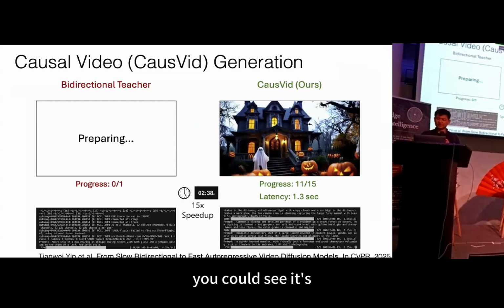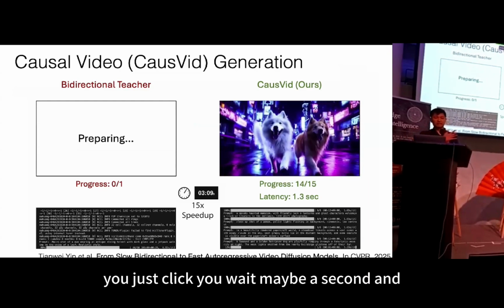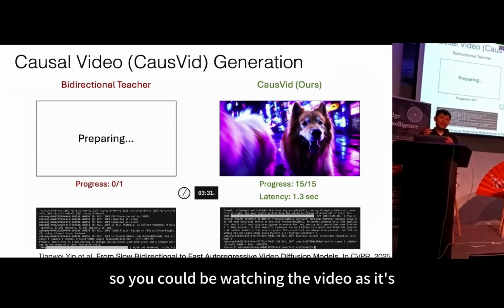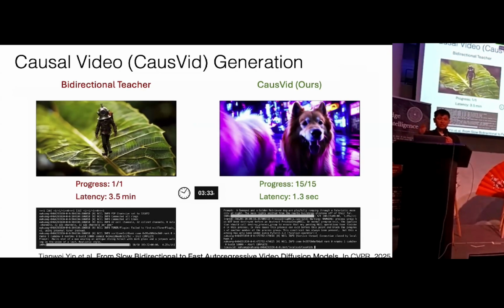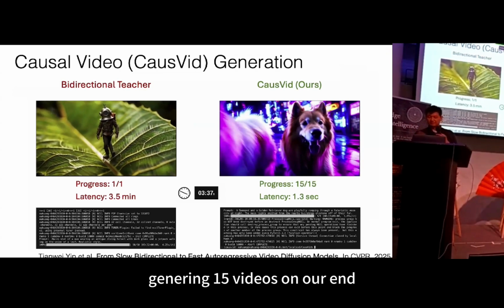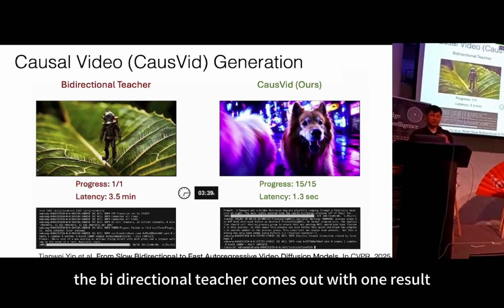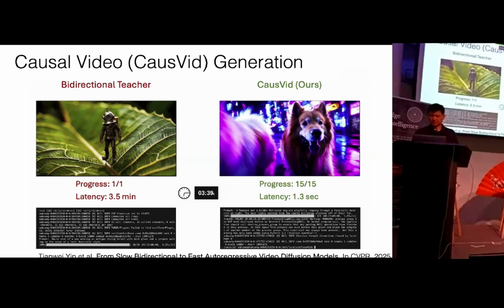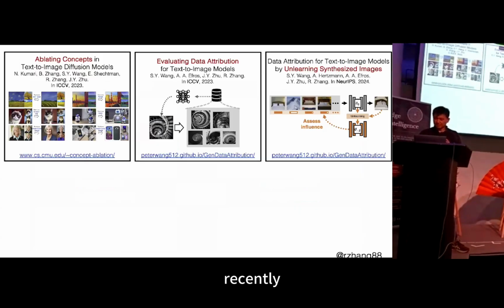You can see you just click, you wait maybe a second, and you can actually generate a video on a streaming basis. So you could be watching the video as it's actually being generated on the back end. And finally, after generating 15 videos on our end, the bidirectional teacher comes out with one result. So this is a big area that we're working on. This was accepted to CVPR recently.